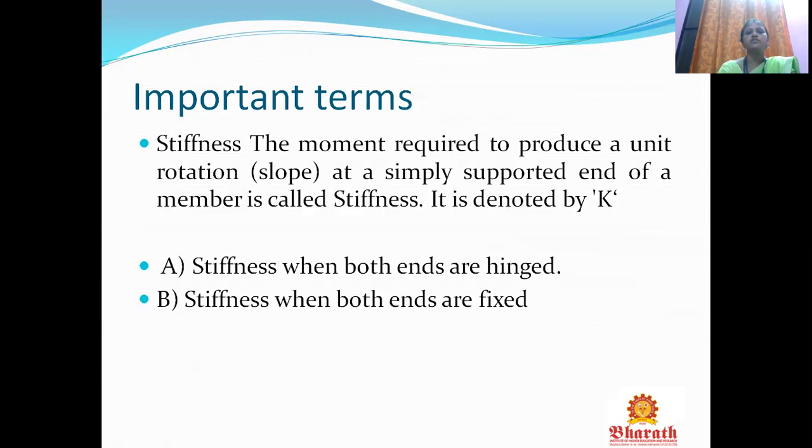Next, important terms. First, in moment distribution, stiffness. Stiffness is nothing but the moment required to produce a unit rotation, that is theta, otherwise called slope, at a simply supported end of the member. Stiffness is nothing but how much moment per unit rotation for a member. It is denoted by K. It is based on two conditions, when both ends are hinged or when the far end is fixed. These are the two main conditions we use for stiffness.